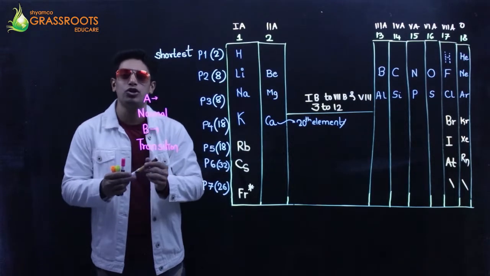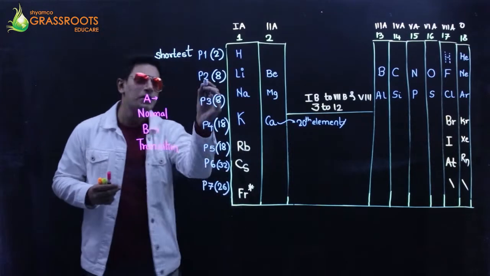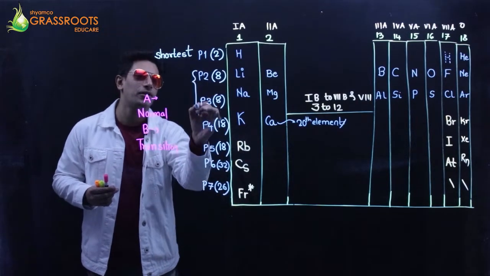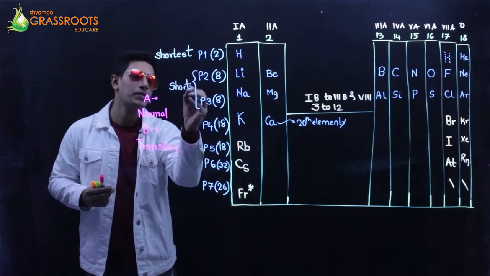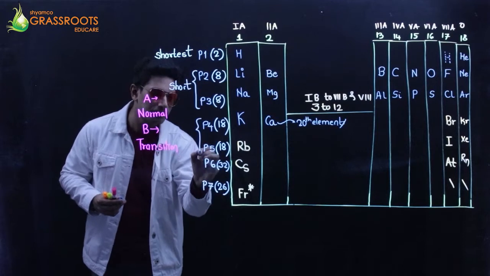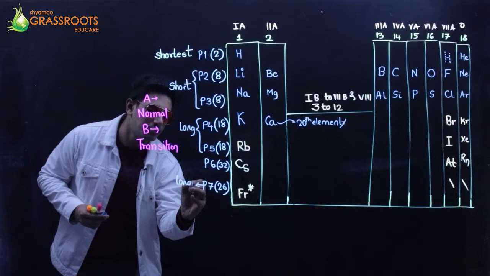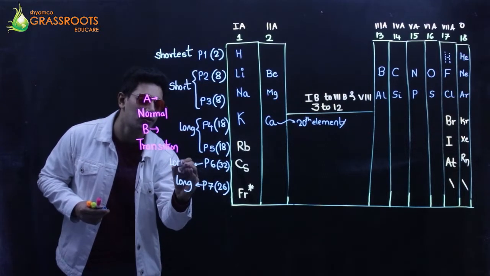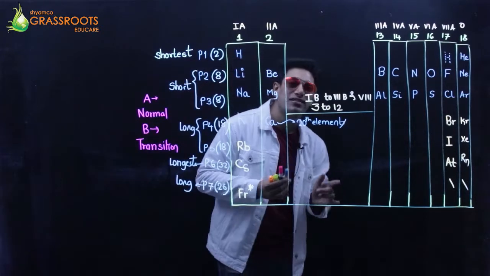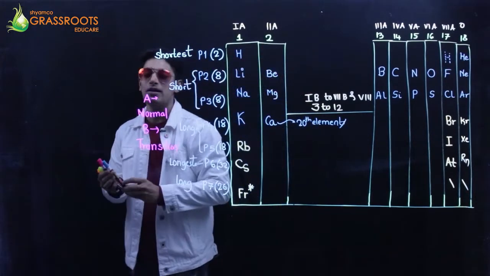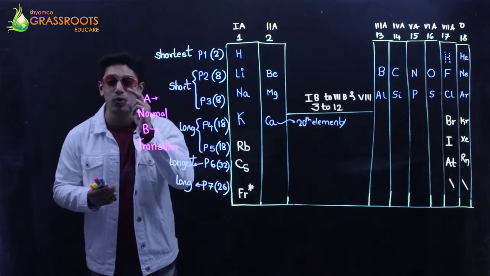If I talk about the size, I've spoken about the numbers. Period 2 and period 3 have the same number of elements. They are said to be short periods. Period 4 and period 5 are stated to be long periods. Even period 7 is a long period, and period 6 is the longest. So which is the longest period? It is period 6, consisting of 32 elements. And period 1 is the shortest, consisting of 2 elements.